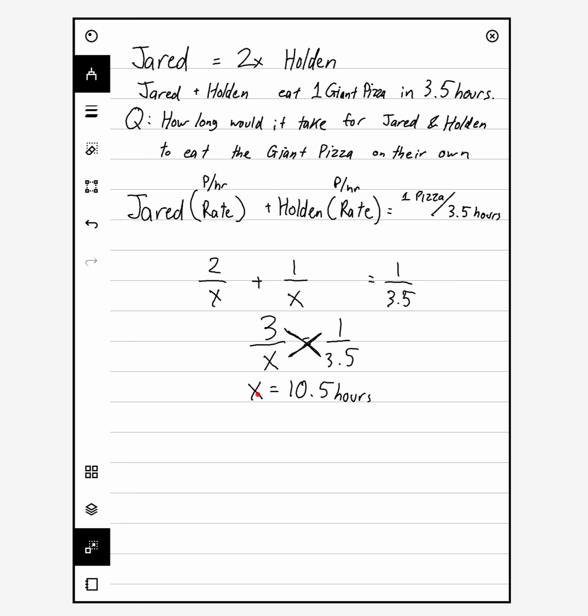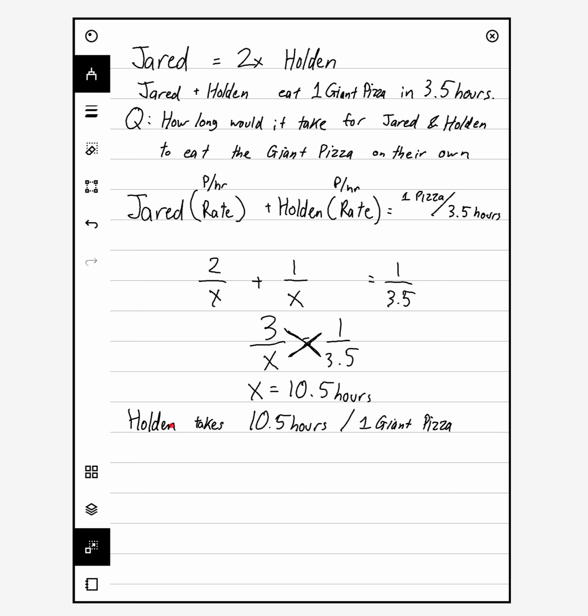Okay, now we just need to remember, who is this for? This x is for Holden. So Holden takes 10.5 hours for one giant pizza.